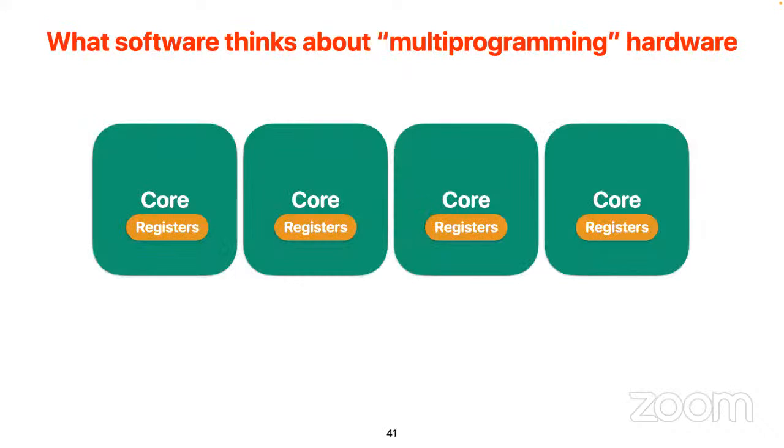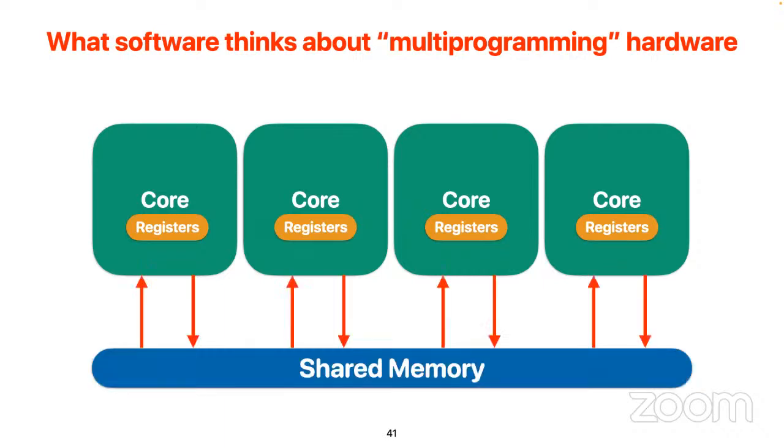But as I described, the software might be thinking differently from the hardware's perspective. So this is what the software is thinking about the multi-programming hardware. The software will think, okay, this is the hardware. We have different cores, and each core is a vehicle that we can run a part of the computation. And they have a shared memory abstraction that we can leverage. All the memory could be visible to each other. So that's what they saw, right?